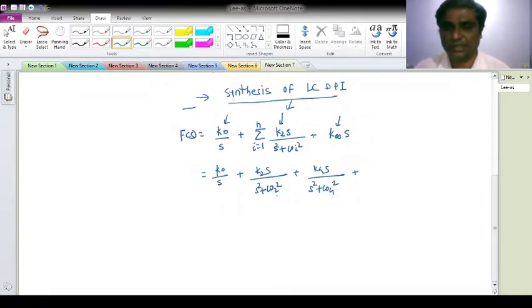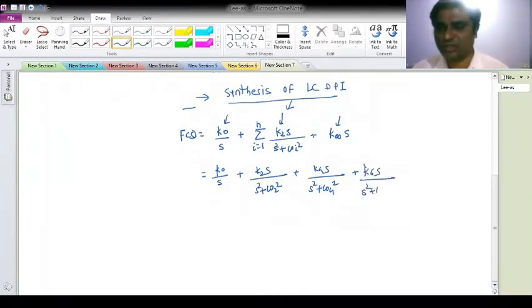And why am I taking even subscripts here? Because poles will have even subscripts and zeros will have odd subscripts, so that there will be a zero between two poles. Okay. And one more, let me take k6 s over s square plus omega 6 square, plus, for example, the pole at infinity. Suppose this is the generalized form of the LC driving point emittance.